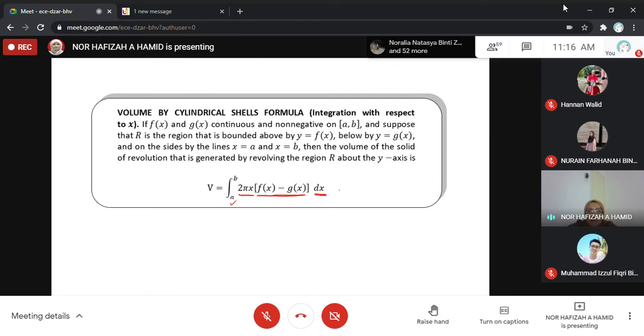Or you can write it down as a general formula too. Integral from a to b, 2 pi x is generally r, and f(x) minus g(x) is the height, so you can refer to it as h, and dx. I usually use the one below. I use the general one, which means it can apply to all, with respect to dy and with respect to dx.